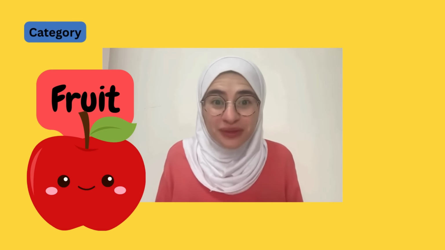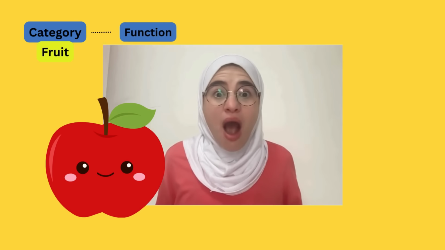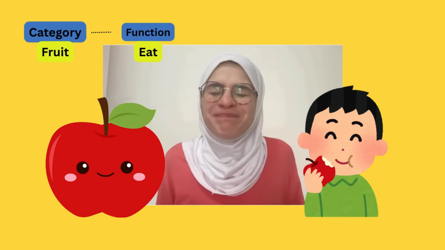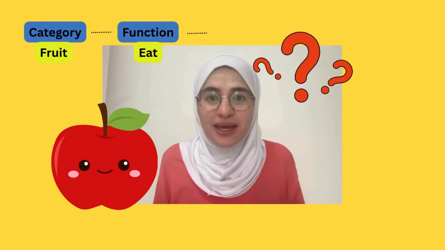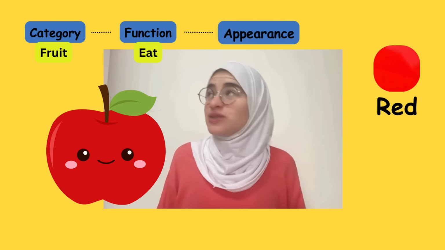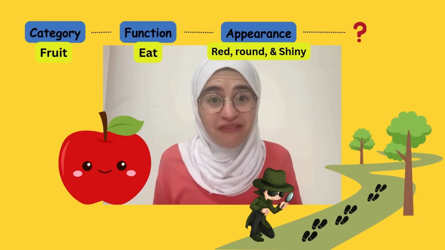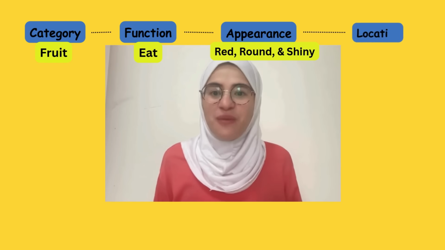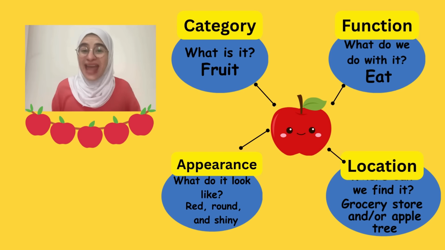Very good. What is an apple? It's a fruit. What do we do with it? We eat it. What does it look like? It's red, it's round, and it's shiny. Where can we find it? We can find it in a grocery store or on a tree. Now we know all about apples.